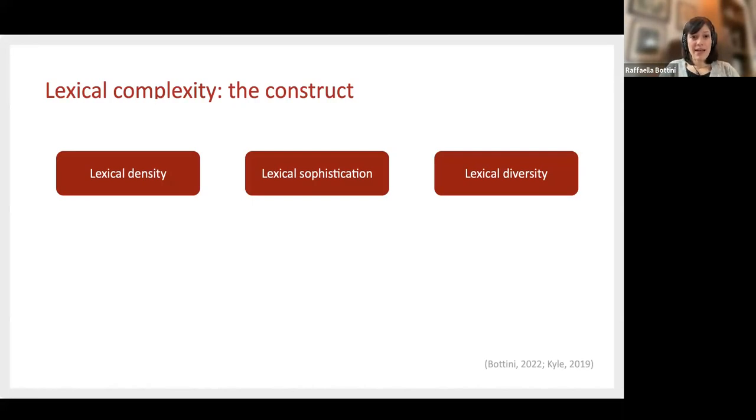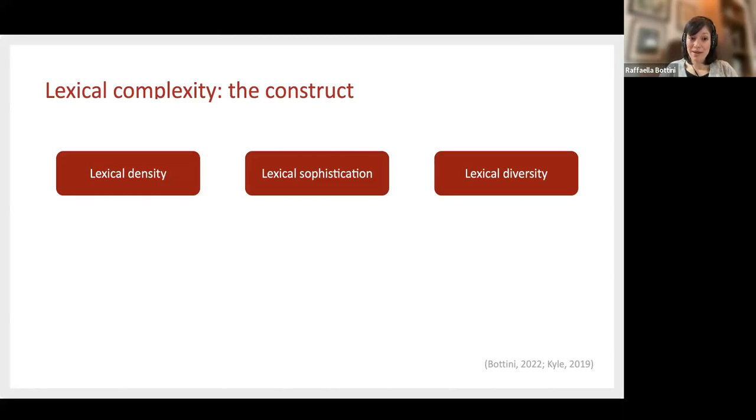And in this study that I'm presenting, I'm using a construct of lexical complexity that divides it into three components: density, sophistication, and diversity. It's worth mentioning that there are different frameworks of lexical complexity, different dimensions and subdimensions. I'm going to make it simple here and just focus on these three components.